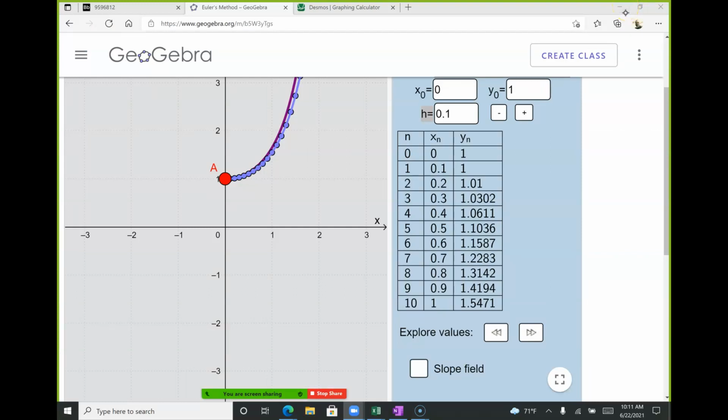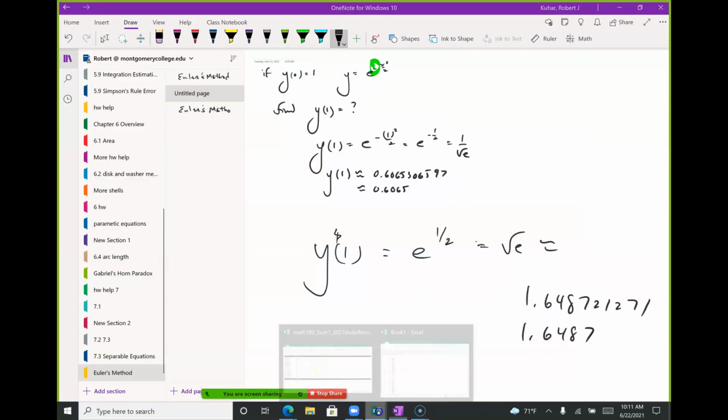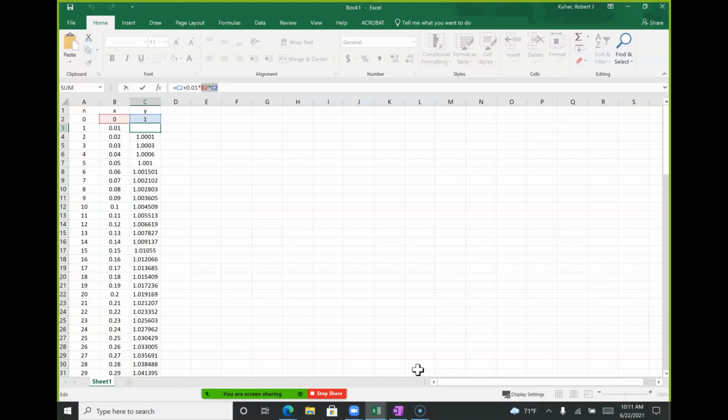Do you mind repeating the C column? No problem. In Excel, column C is my previous Y plus H times the previous X times the previous Y. So it's equals C2 plus 0.01 times B2 times C2.